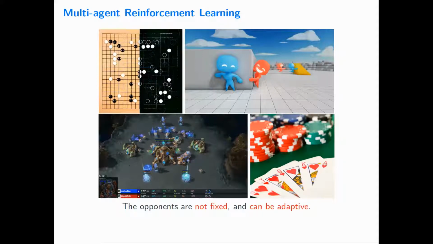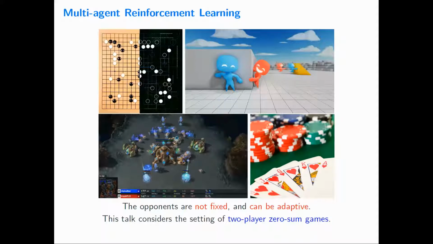Say in some practical scenarios of interest, like Go, game playing, and poker, we're actually interacting not only with the environment, but also with the other players, which we call the multi-agent reinforcement learning problem. In that case, the opponents are not fixed, and they can take some adaptive strategies. And this talk considers the setting of two-player zero-sum games.